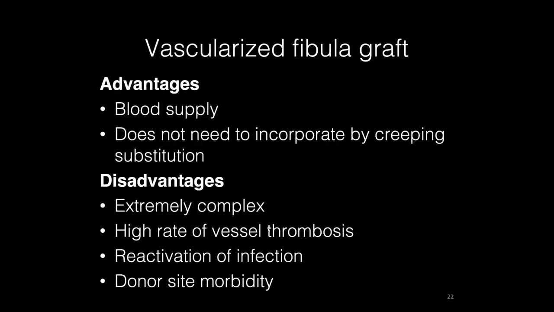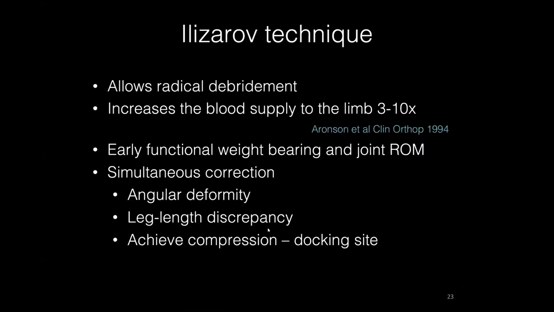Vascularized fibular grafts, of course, have an advantage that they bring their own blood supply. It doesn't need to incorporate by creeping substitution. However, it's extremely complex. There's still a high rate of vessel thrombosis. In our institution, the biggest problem is access to theatre, and the time it takes is just really prohibitive, besides the expertise required. Donor site morbidity should always be considered as well, so late ankle valgus on the donor site is a concern.